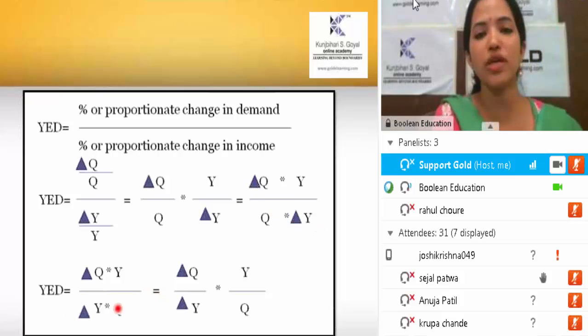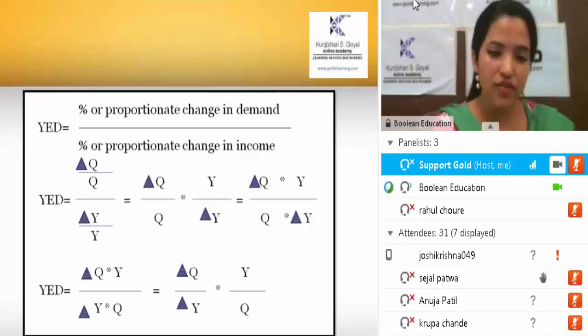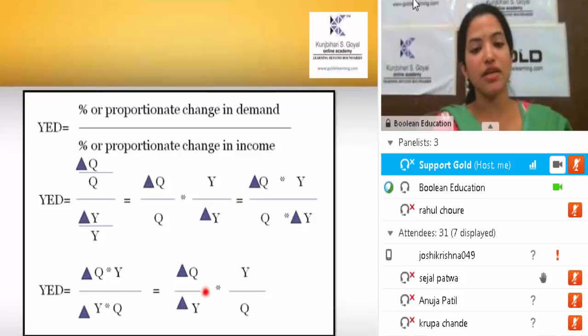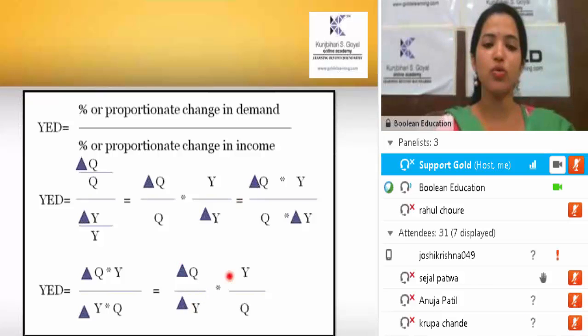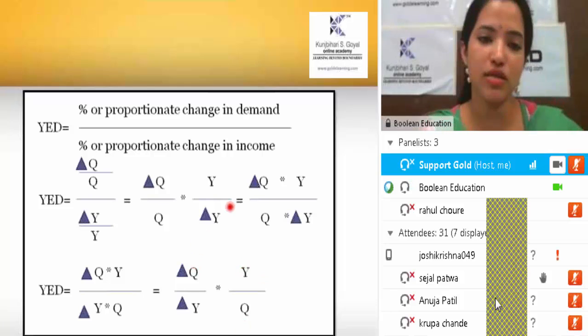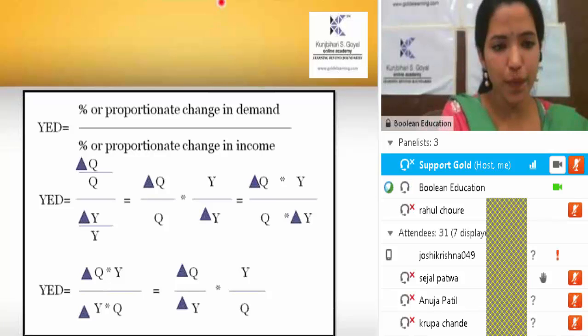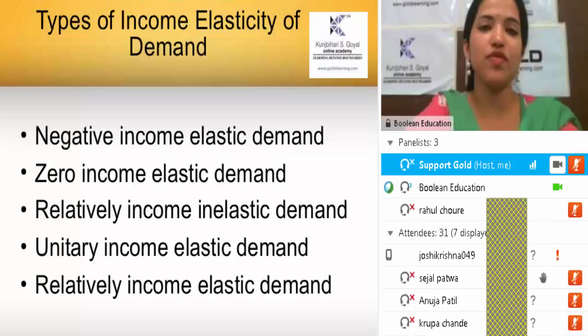Simply, you write 2 into 4 or 4 into 2. The answer is going to be the same. Finally we get the equation that is delta Q by delta Y into Y by Q. This is your final formula for income elasticity of demand. Now again we have to study certain types of income elasticity.